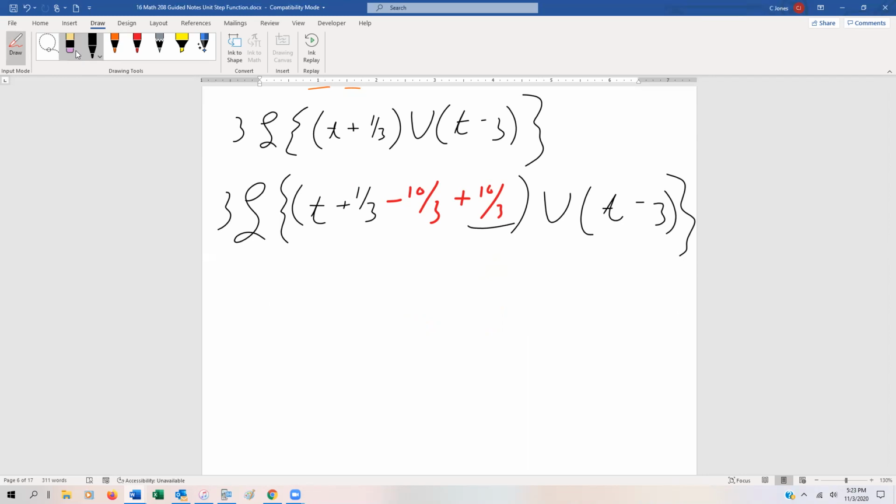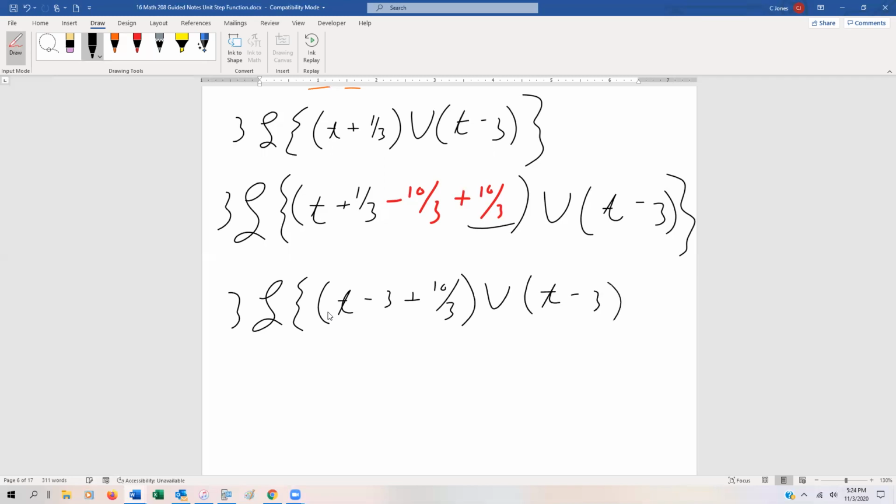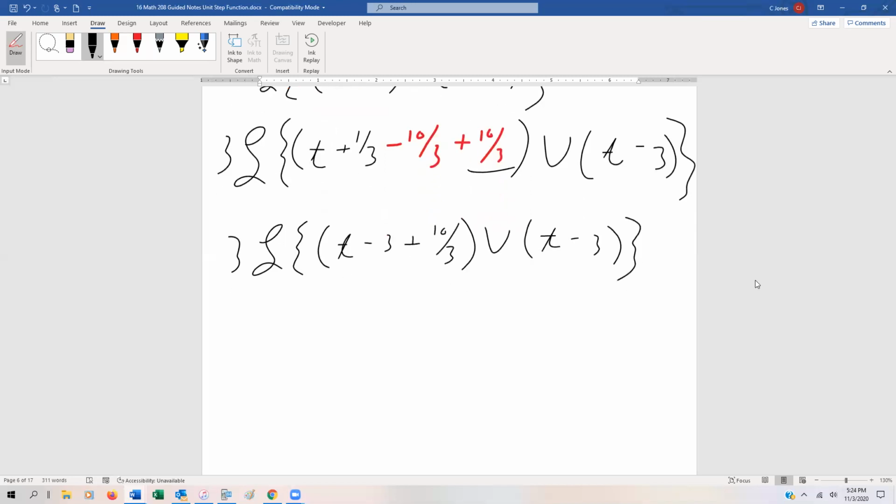So what we're going to do is let's rewrite it. And we're going to have 3 Laplaces of t minus 3 plus 10/3 times the unit step function of t minus 3. All right. Now, this is actually really cool because now we can take the t minus 3, distribute it to the unit step function, and then the 10/3 and distribute it to the unit step function, and we can get two separate Laplace transforms out of that.